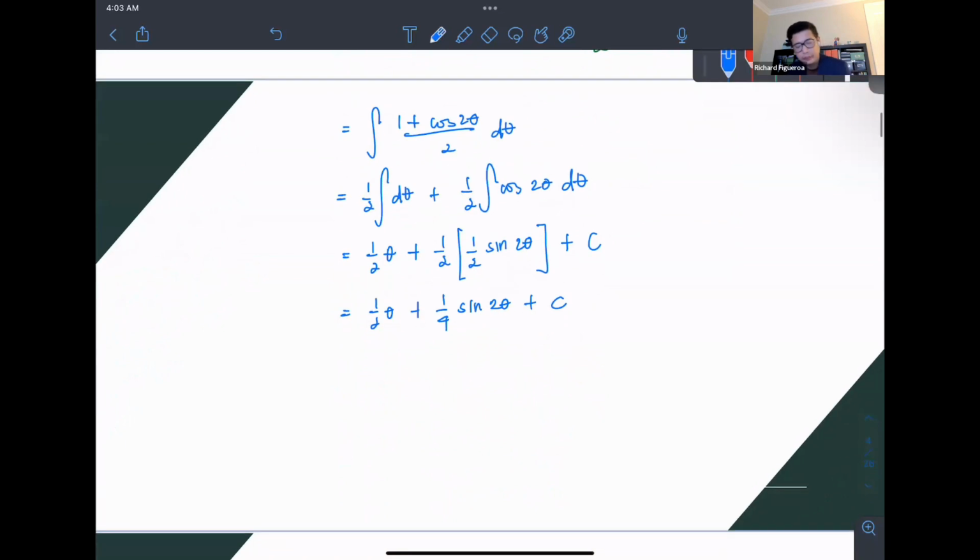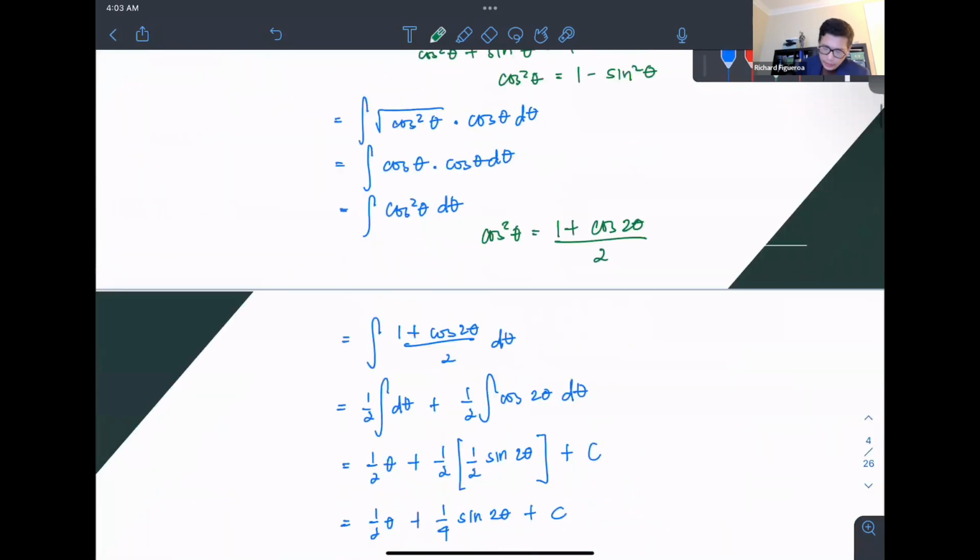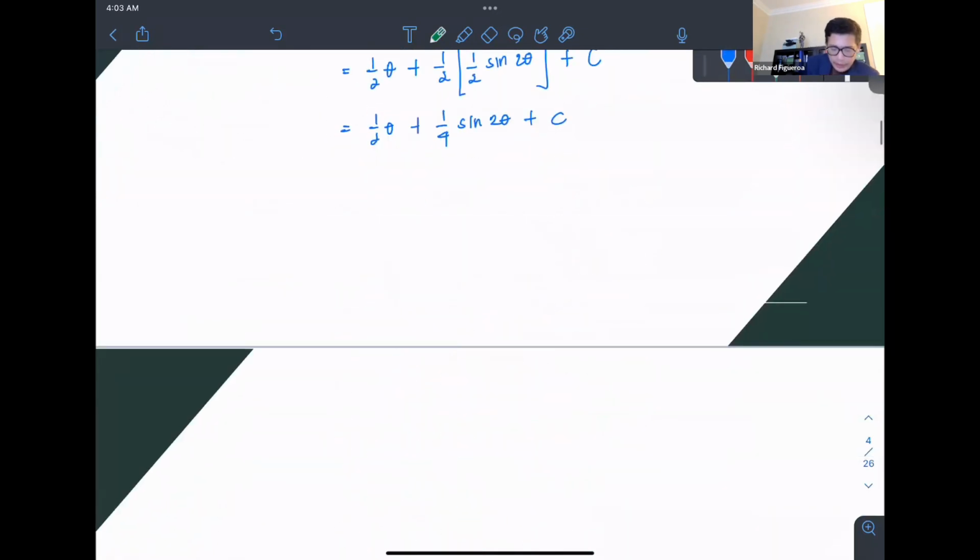So to do that, remember that we let x be equivalent to sine theta. And sine theta is equivalent to opposite over hypotenuse, right? So in this case, x over 1. So making sine theta equivalent, the opposite side will be x, and the hypotenuse will be 1.